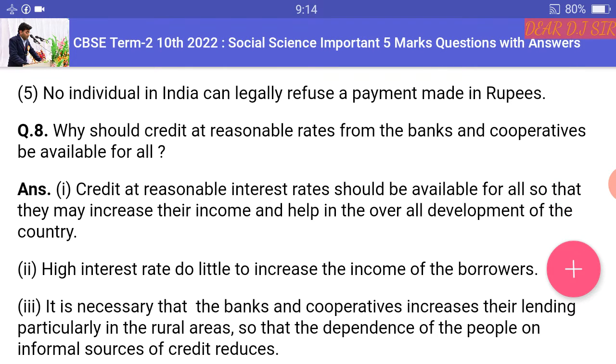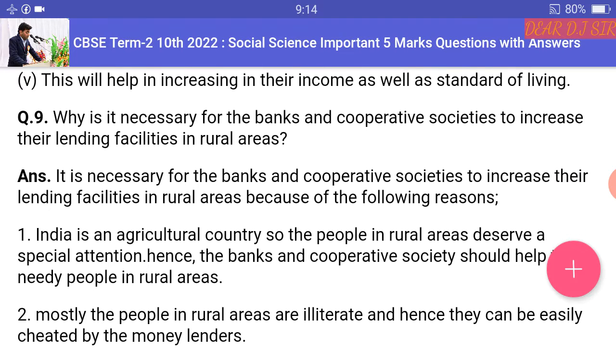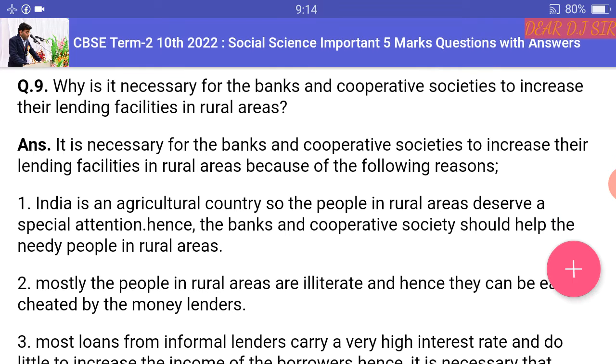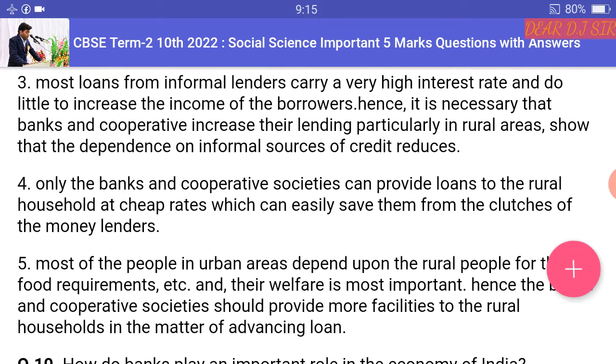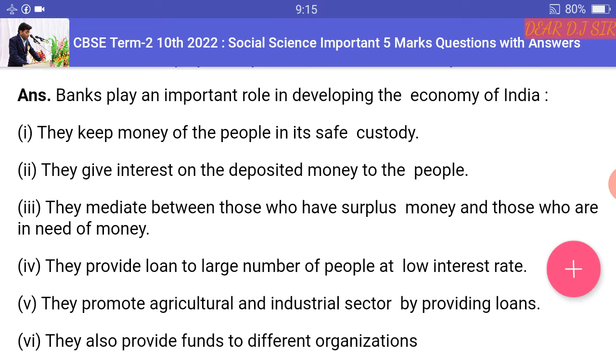Here the eighth question is, why should credit at the reasonable rates from the banks and the cooperatives be available for all? Here the ninth question is, why is it necessary for the banks and the cooperative society to increase their lending facilities in rural areas? Here the 10th question is, how do the banks play an important role in the economy of India?